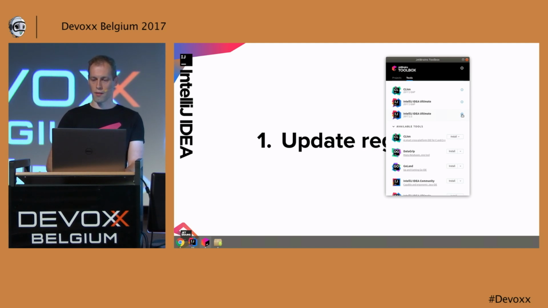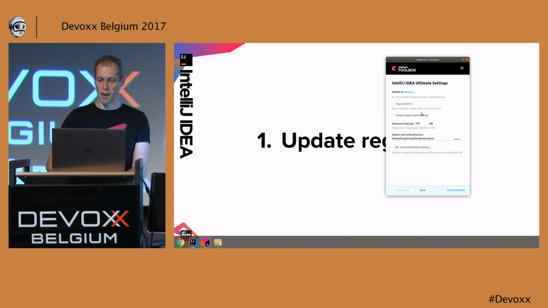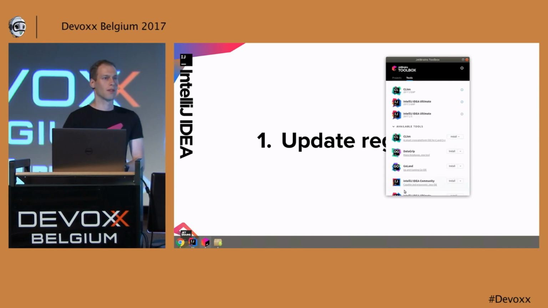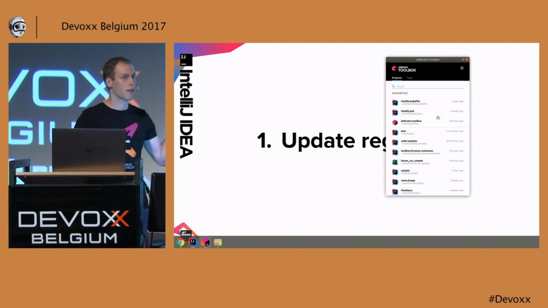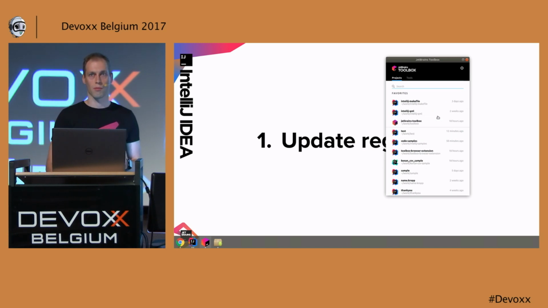And here you can go to settings, and this is the most important checkbox here. You click install updates automatically, apply changes, and from now on IntelliJ IDEA will be updated in the background, and the next time you start your computer you will have the latest build already waiting for you. Okay, but that's not everything. There is another tab here, and it lists all the projects you have on your computer. You can start IntelliJ IDEA and open the project in a single click from this view.